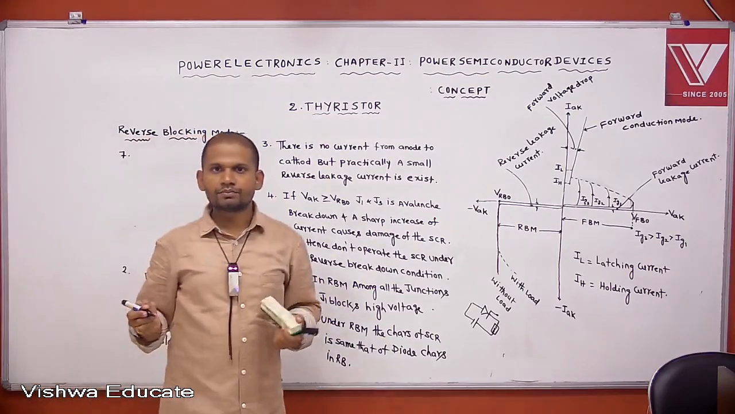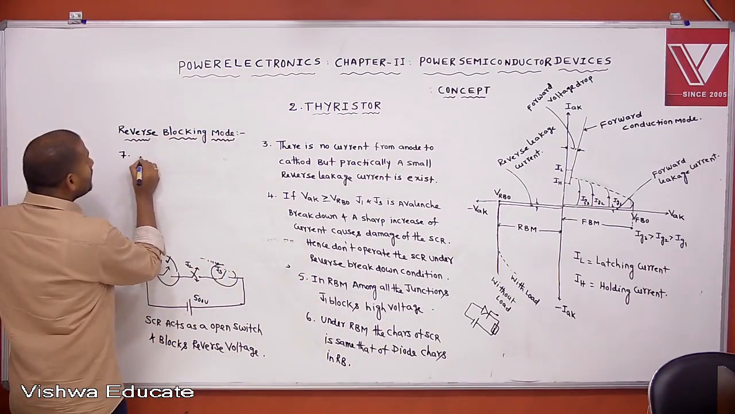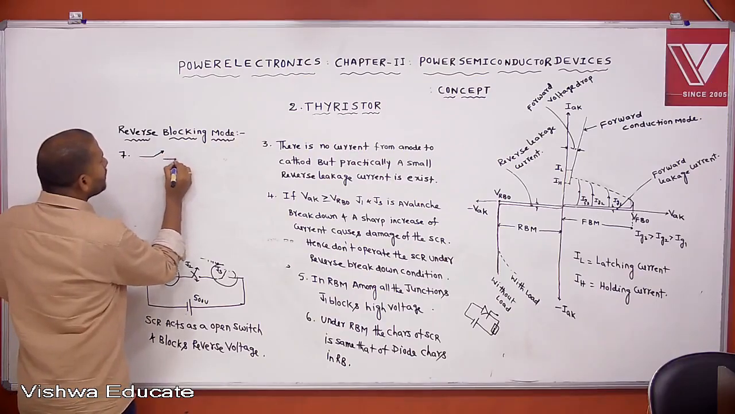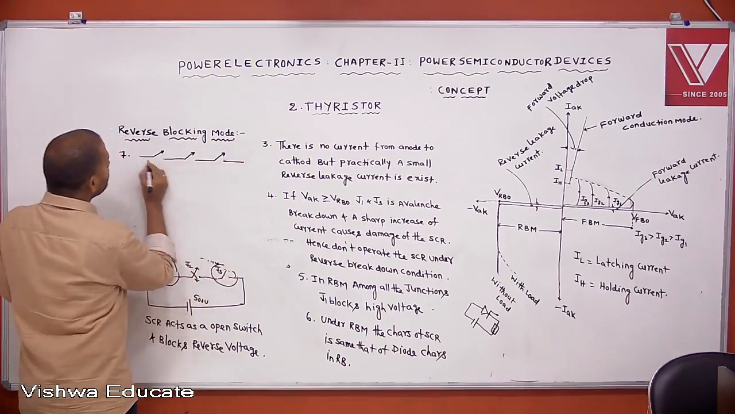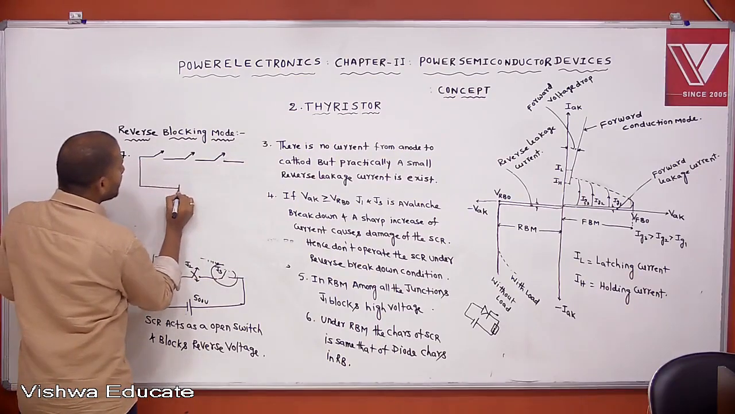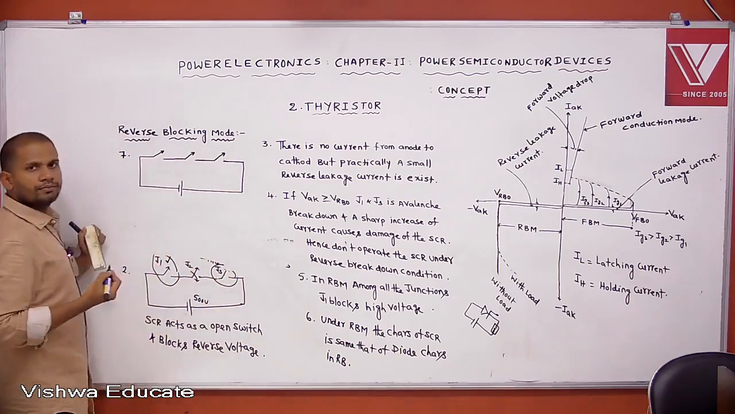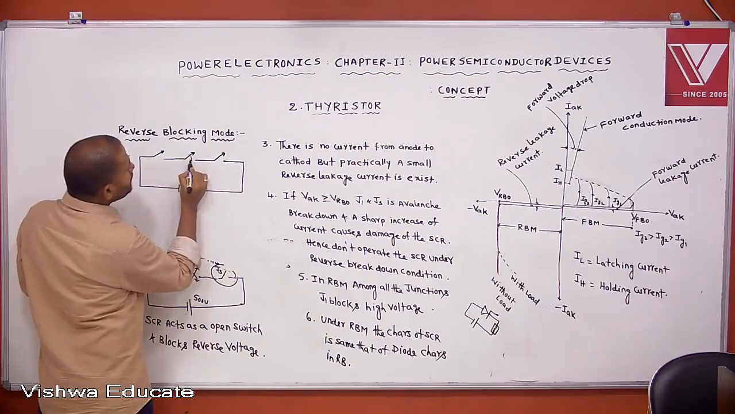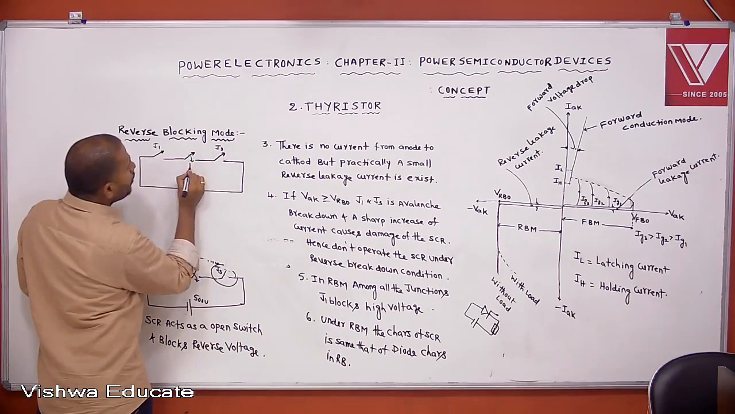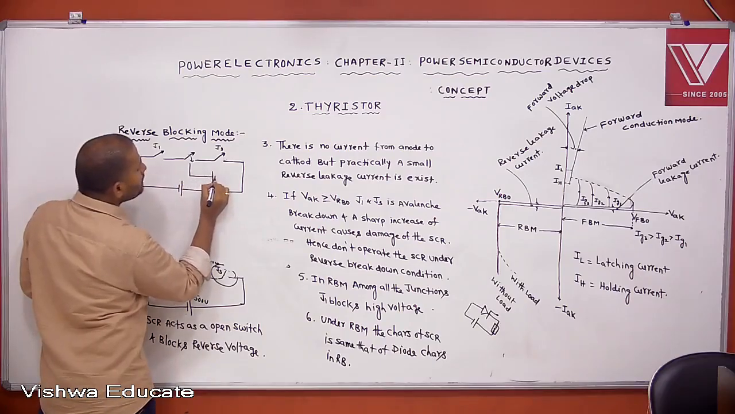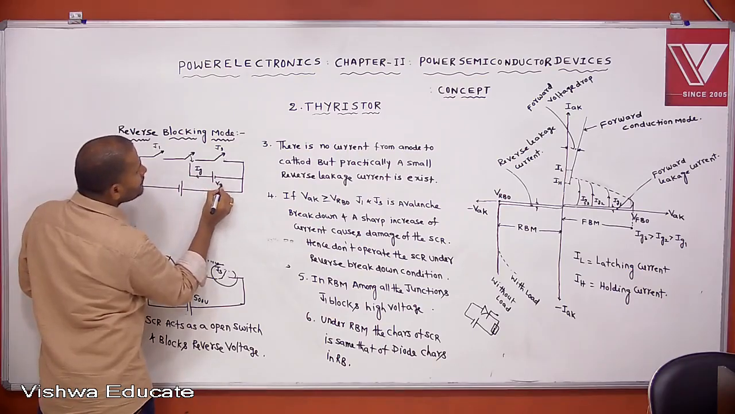Now we know that J1 is open, J2 is closed, J3 is open. Now we are applying the reverse voltage. Then J2 is closed, J1 is open, J3 is open. Now we are connecting the gate supply with respect to the cathode.